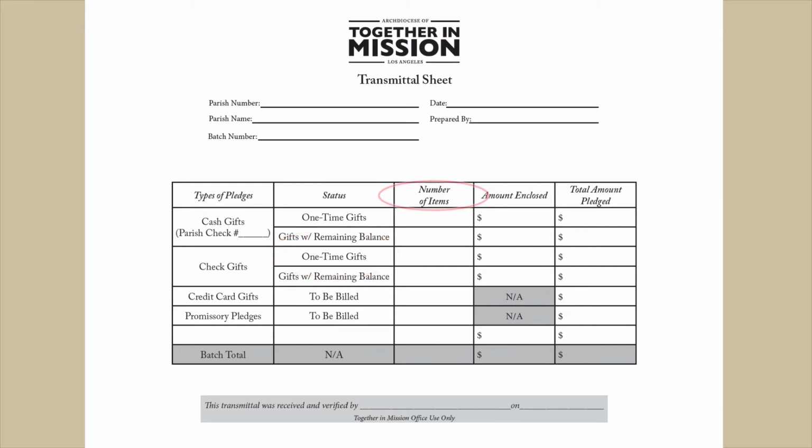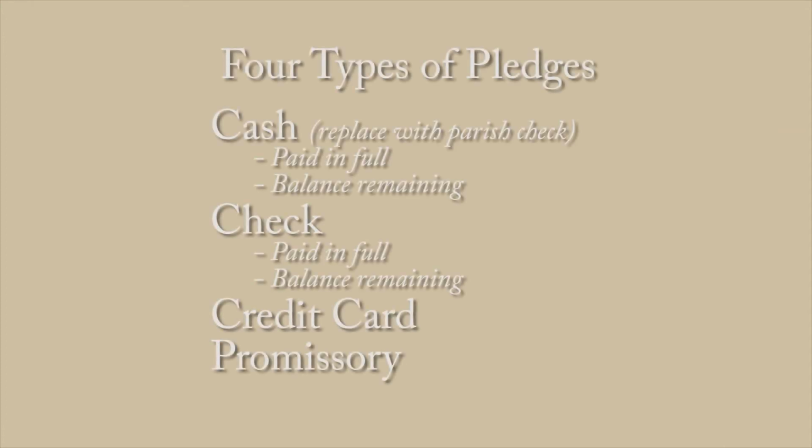The next column is the number of items, which is simply the number of items in that particular batch. The next column over is the amount enclosed. This means the amount of money that was physically enclosed in each item. The final column is the total amount pledged column. This is simply the amount that was promised overall and does not have to be what was included as a form of payment. Once you have broken down all of your pledges into the 4 main categories and into the 2 subcategories for cash and check gifts, you can start to fill it out.